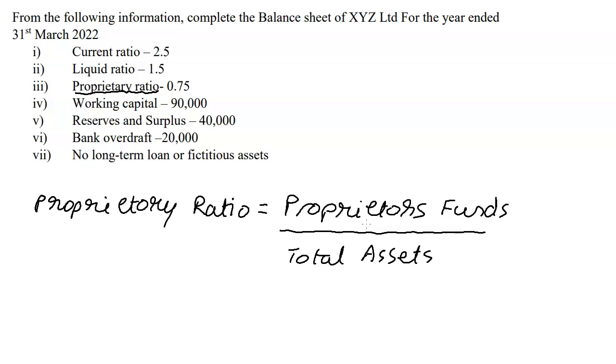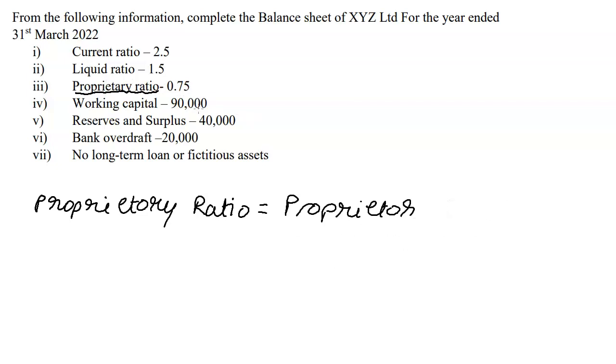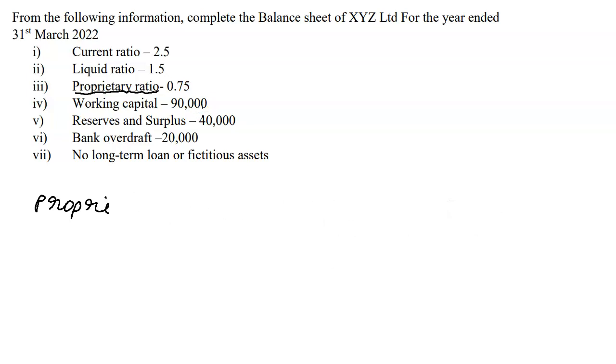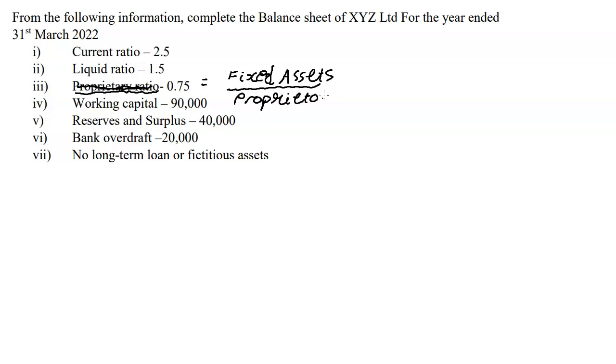After having a look at the solution, what they mean by the proprietary ratio is actually what we can call fixed assets to proprietors funds. So don't think of this as proprietors ratio. It is fixed assets upon proprietors funds. Proceed on this basis and you're going to get a correct answer.